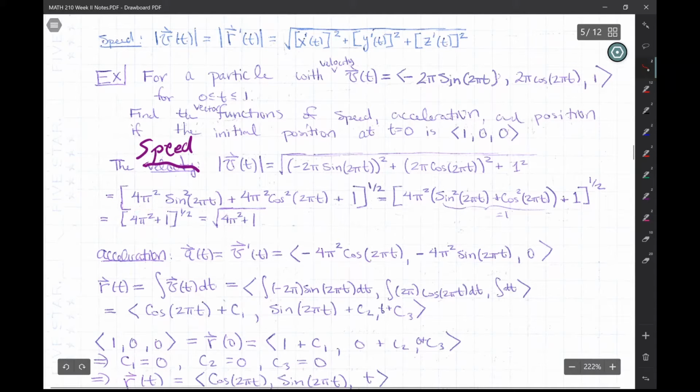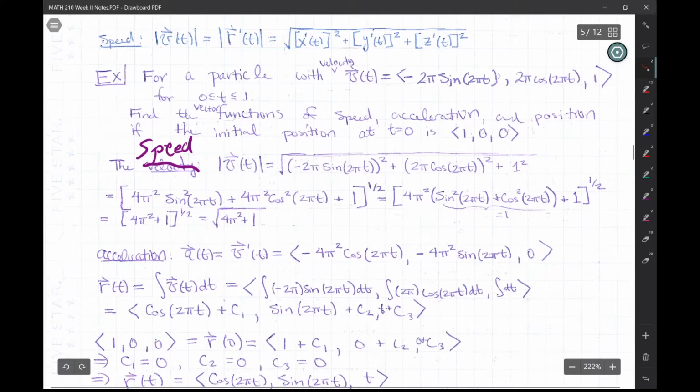You'll get 4 pi squared, and you could factor out the 4 pi squared, and you're left with sine squared 2 pi t and cosine squared 2 pi t. The sine and cosine have the same function inside, so you could add the squares of them to get 1, since sine squared plus cosine squared is 1 when they have the same argument. And you get this speed. Now, notice something about this. It's constant. Despite the velocity changing in time, the speed is actually constant, and it's just a good old-fashioned number since speed is a scalar.